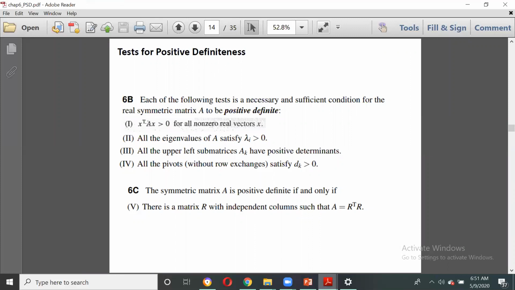6b is this: x transpose Ax greater than 0 for all non-zero real vectors x. All eigenvalues of A satisfy lambda i greater than 0. All the upper left submatrices Ak have positive determinants. All the pivots without row exchanges satisfy dk greater than 0. Similarly, there is a matrix R with independent columns such that A is equal to R transpose R. Then it is a positive definite symmetric matrix.